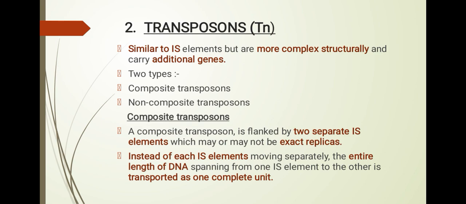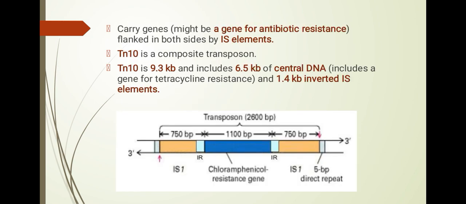Transposons, Tn, are similar to IS elements but are more complex structurally and carry additional genes. There are two types: composite transposons and non-composite transposons. A composite transposon is flanked by two separate IS elements which may or may not be exact replicas. Instead of each IS element moving separately, the entire length of DNA spanning from one IS element to the other is transported as one complete unit.